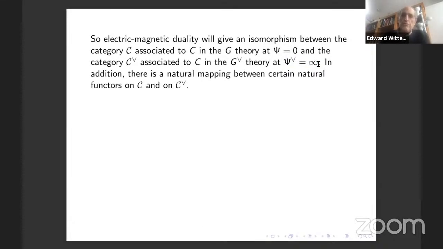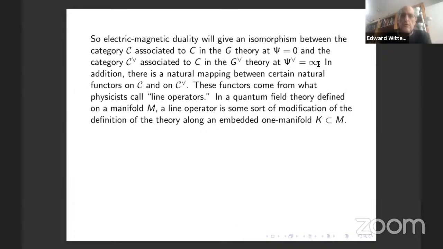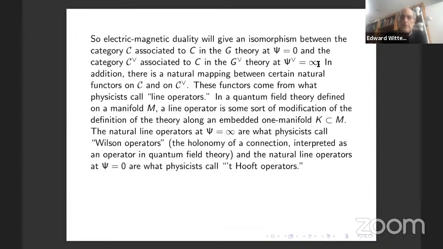Now, in addition, there's a natural mapping between certain natural functors on C and C dual. These functors come from what physicists call line operators. In a quantum field theory defined on a manifold M, a line operator in general is some sort of modification of the definition of the theory along an embedded one-manifold K. The natural line operators at psi equals infinity are what physicists call Wilson operators, related to the holonomy of a connection. And the natural line operators at 0 are what physicists call 't Hooft operators.